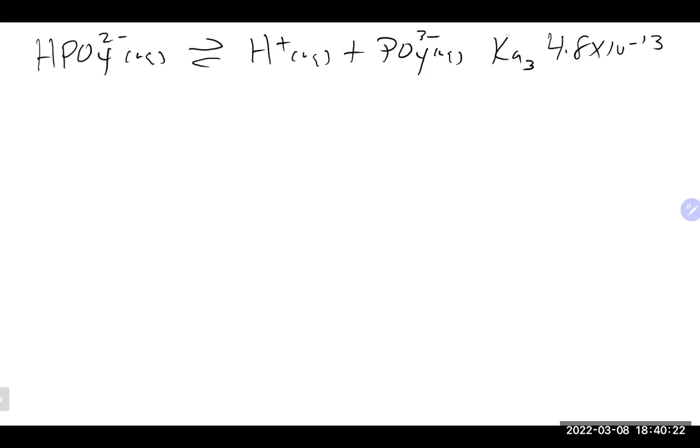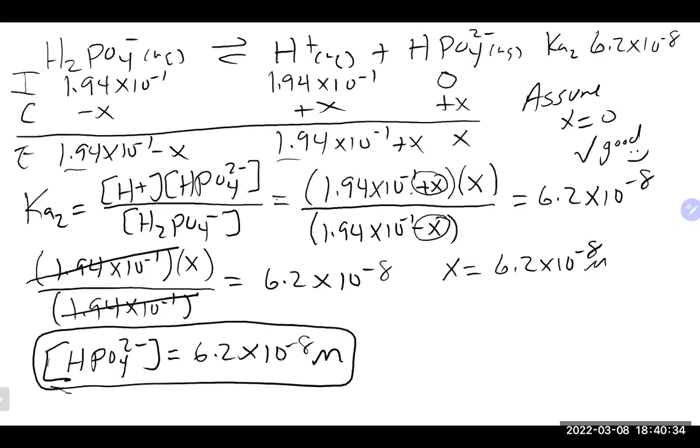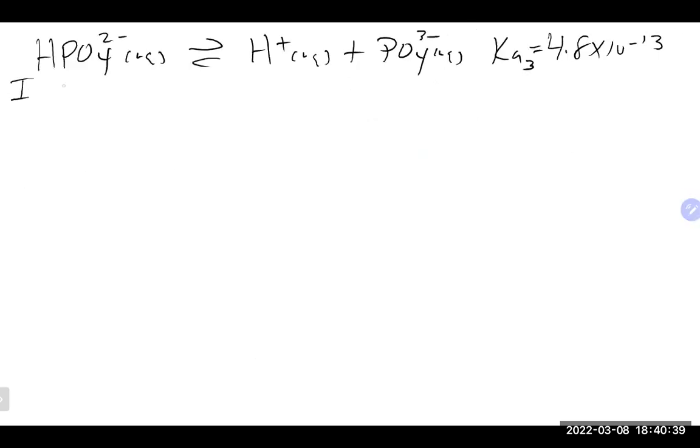So our initial on this table, just like we did previously, will come from the last table. So our HPO4 2 minus from the last table is 6.2 times 10 to the minus 8. So that is what we get here. Do I still have H plus there? I do, and as we saw from the last table, it really didn't change concentration. It is still 1.94 times 10 to the minus 1, and this guy is 0 at this point.